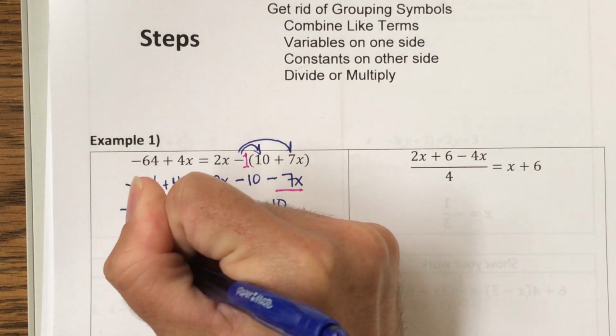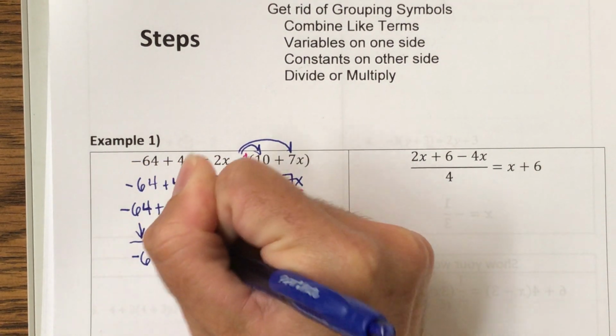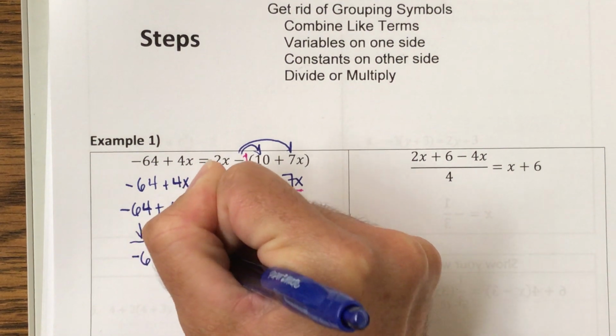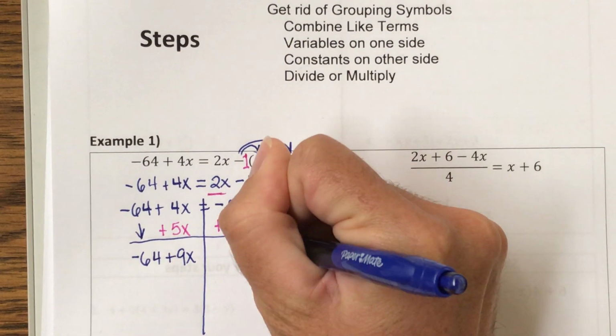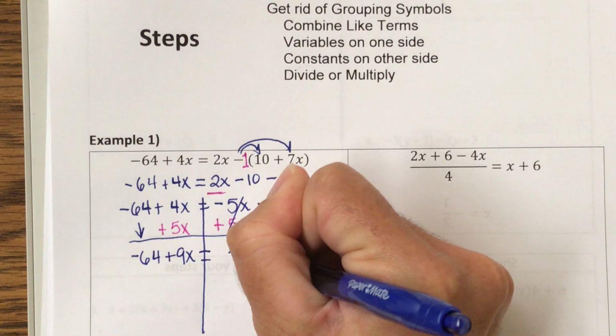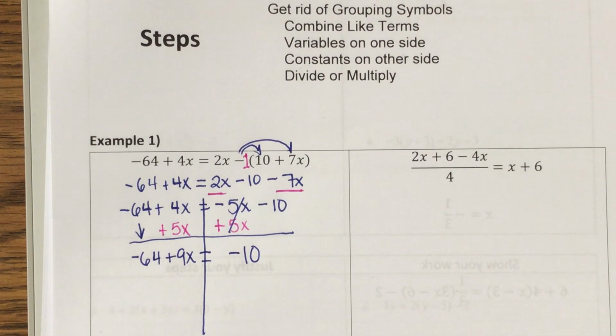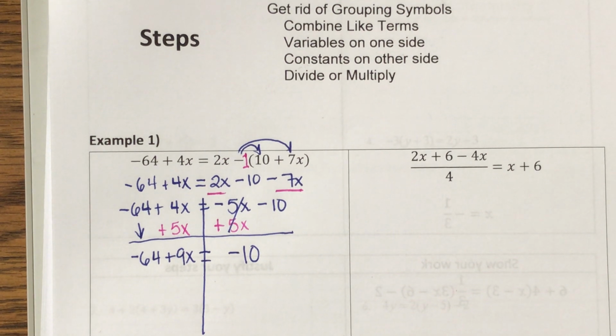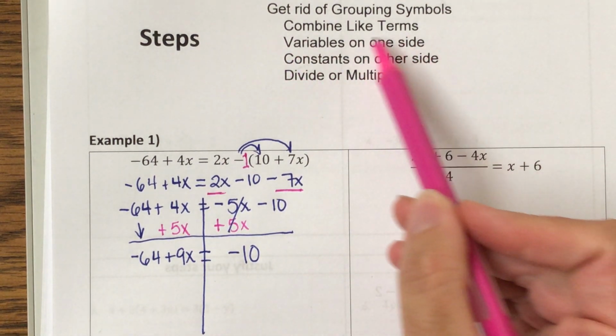I'm going to bring down the negative 64. This becomes plus 9x. The 5x cancels out here. Bring down the negative 10. So now I have negative 64 plus 9x equals negative 10. Now variables are on the same side, so now constants together.